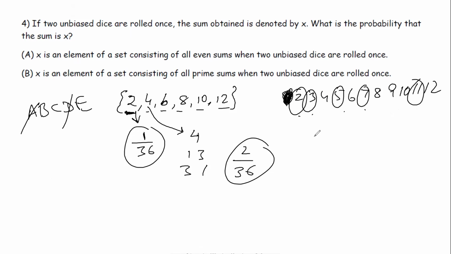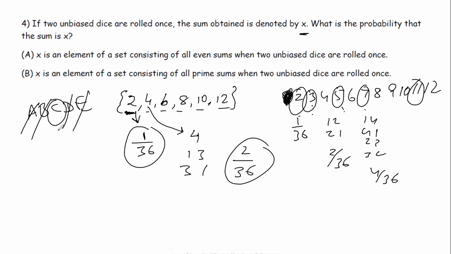So again, the same situation. X is an element of a set consisting of all prime sums. If X is 2, then it's 1 out of 36. If X is 3, then it's 1, 2, 2, 1, so 2 out of 36. If X is 5, it's 1, 4, 4, 1, 2, 3, 3, 2, so 4 out of 36. You know what I mean? The probability keeps changing. So B is also not answering.